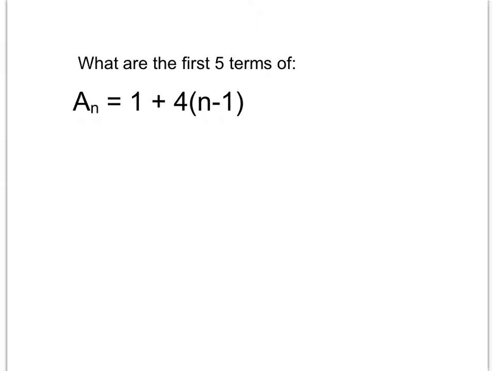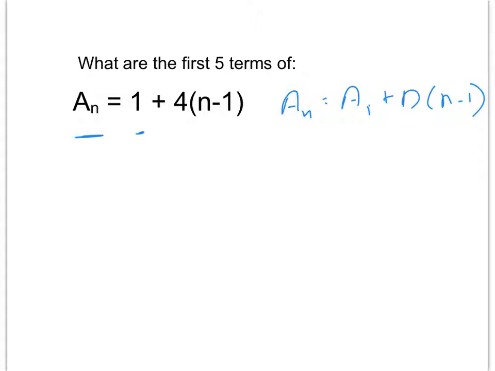Looking at this one right here, now we're back to a sequence. What are the first 5 terms of the arithmetic sequence a sub n equals 1 plus 4 times n minus 1? Remember, we have the formula a sub n is equal to a sub 1 plus d times n minus 1. So we can see now that a sub 1 is 1. That's our first term. Our d, what we're adding each time, is 4. And the n minus 1 is the n minus 1 right here.